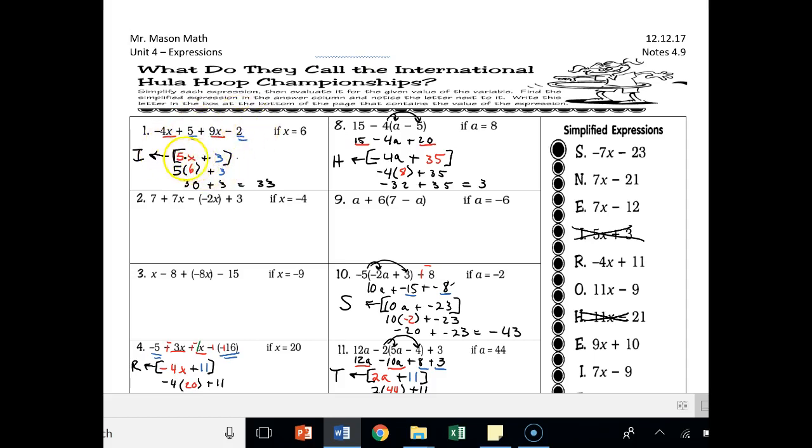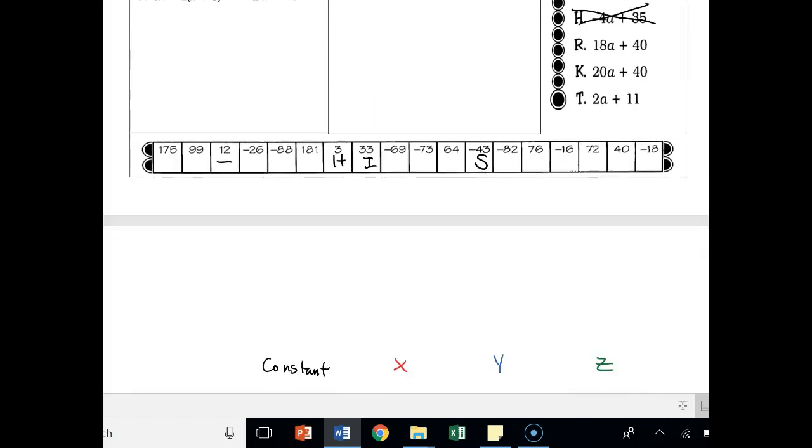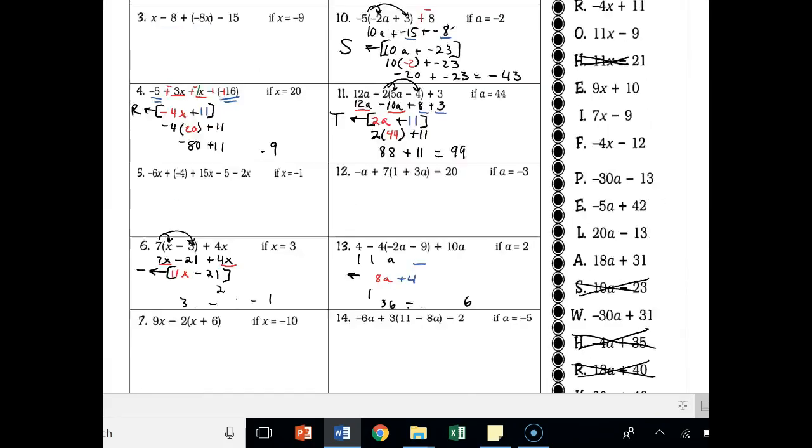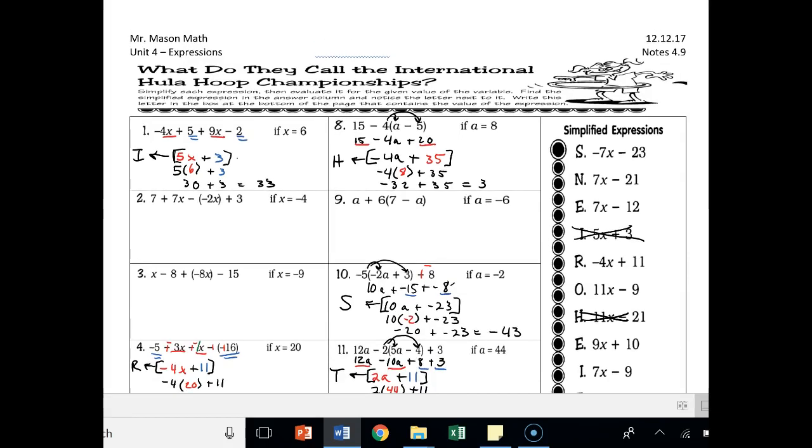So I want to find 5x plus 3 over here, and there it was. It's I. So I label it I, and then I plug in for x. So 5 parentheses 6 plus 3, 30 plus 3, 33. So that means on the bottom, I put an I on 33 right there. So kind of like two steps, right? So let's try number 7 together.